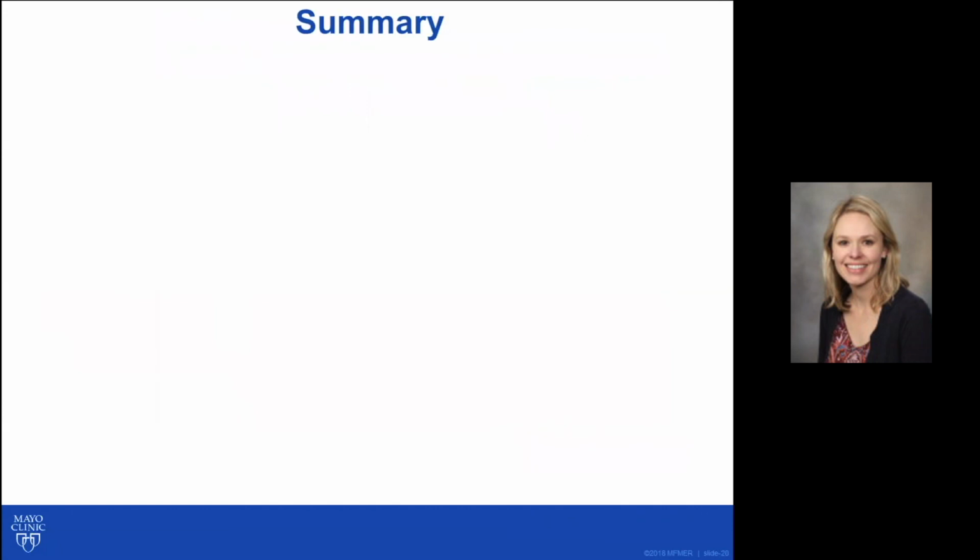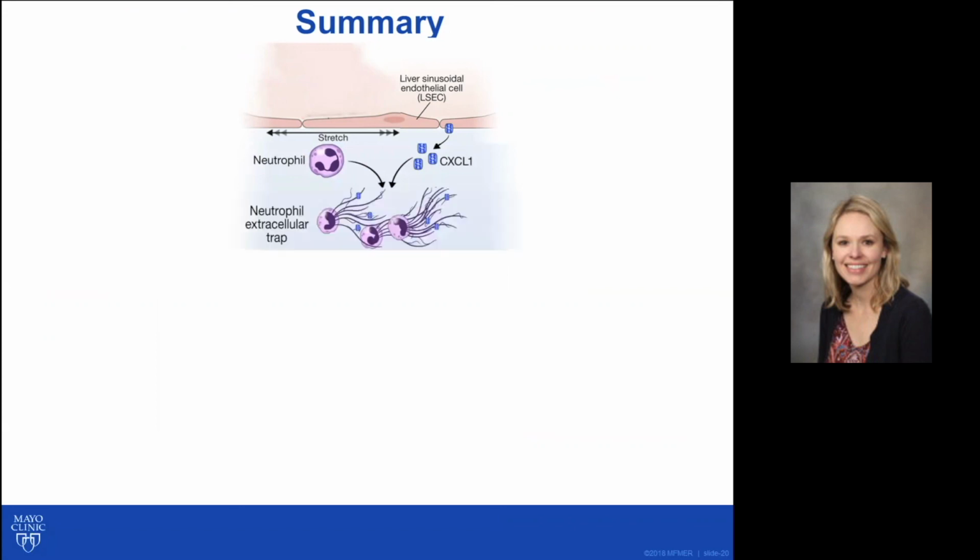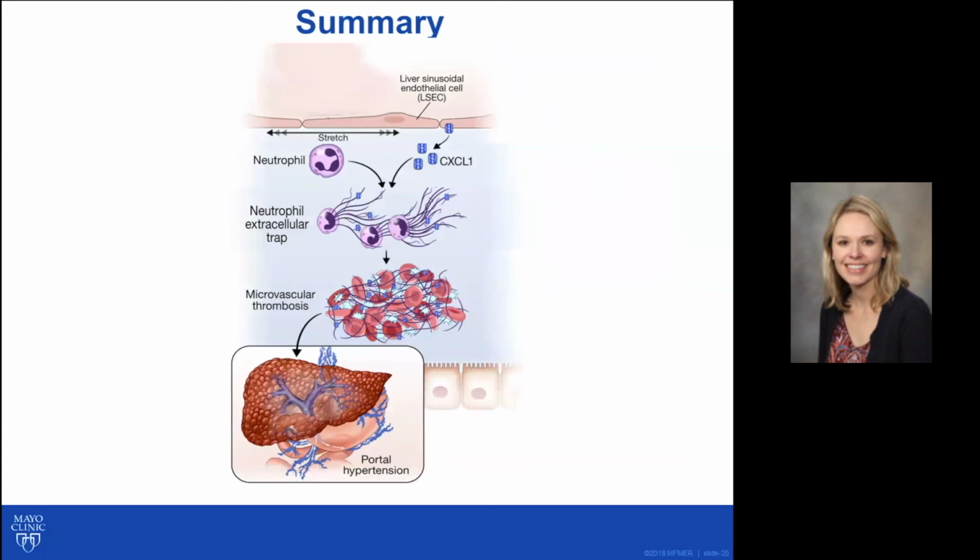In summary, we found that cyclic stretch imposed by congestion induces the release of CXCL1 by liver sinusoidal endothelial cells. CXCL1 promotes neutrophil chemotaxis, aggregation with platelets, and formation of NETs. NETs promote formation of microvascular thrombosis and portal hypertension. We postulate that fibrin physically modulates portal pressure through volume and pressure impact within the sinusoids. This highlights a critical role of NET-induced thrombosis in the pathogenesis of portal hypertension and reveals an exciting therapeutic possibility in the management of portal hypertension.